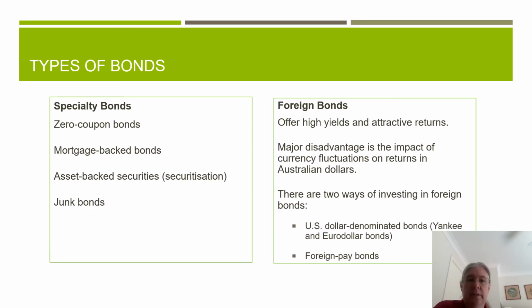There are also specialty bonds, so it could be zero coupon, they're not paying any income. They could be backed by mortgages, asset-backed junk bonds. I don't think we want those. Foreign bonds, so we could be lending money overseas, so they would give us a higher yield and better returns, but then we've got problems with our Australian dollar going up and down. There are two main ways of investing, using US dominated bonds and foreign pay bonds.